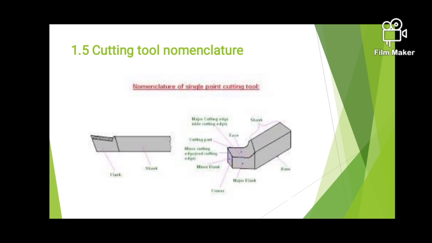Cutting tool nomenclature. This is the schematic diagram of the cutting tool nomenclature. The main thing is that the cutting tool angle is very important to produce the chip in the metal removal process. Once the angle is very accurate, metal removal is done in an easy manner.